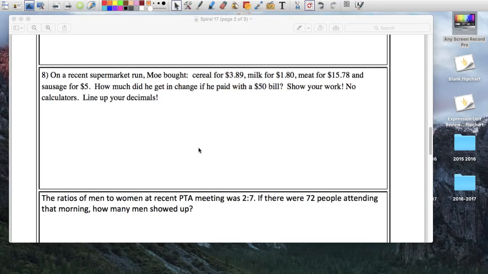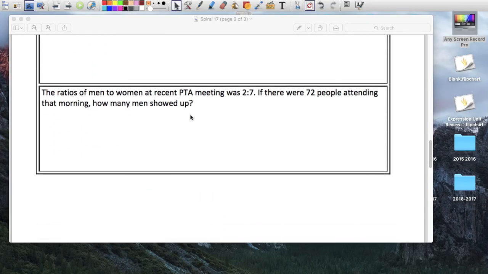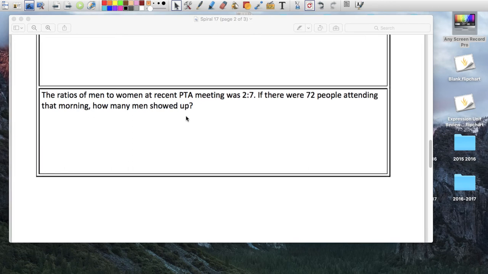The ratio of men to women at a PTA meeting was 2 to 7. There were 72 people attending. How many men showed up? Usually you have more women coming to PTA meetings for whatever reason. So there's your ratio, 2 men for every 7 women.